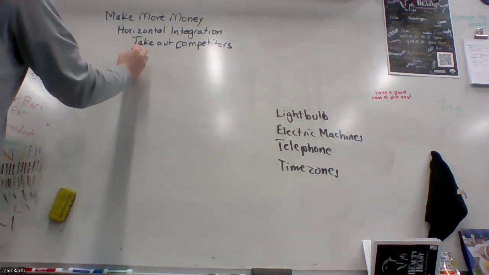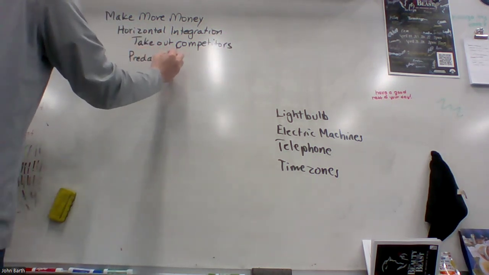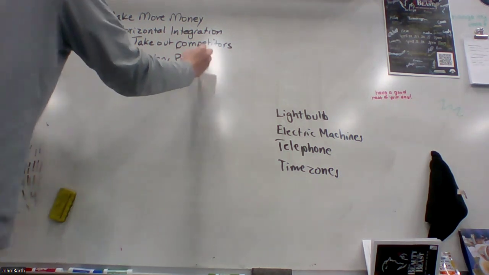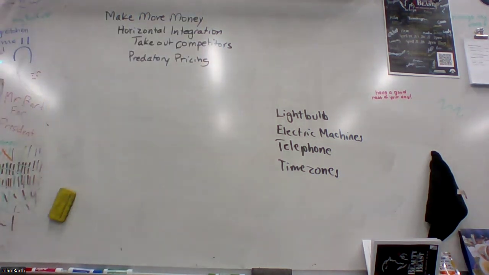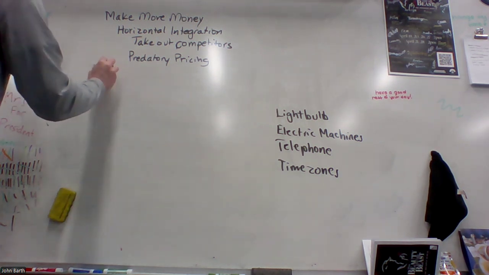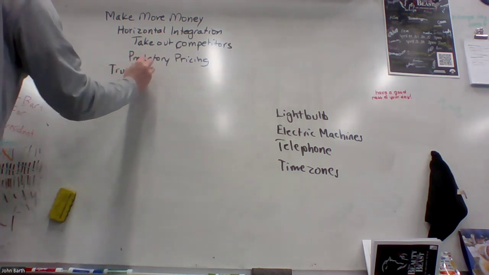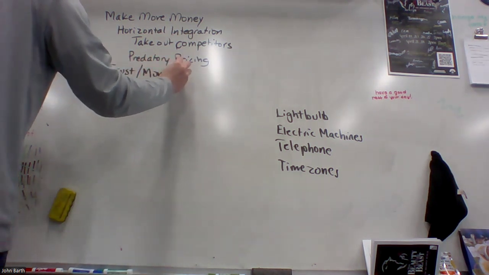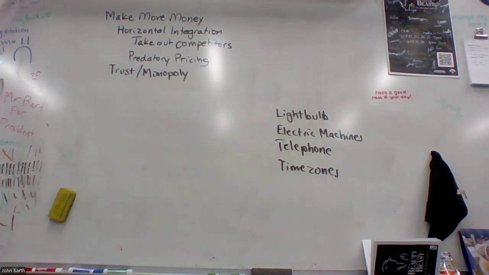Sometimes they'll use predatory pricing. This is what Amazon does. They go and they intentionally charge less for a product until it drives out your competition. And then you're the only one left, right? You've become a trust or a monopoly. And then what do you do to the price when you're the only one left? You jack up the price. So now they have to come to you and they have to pay a higher price.